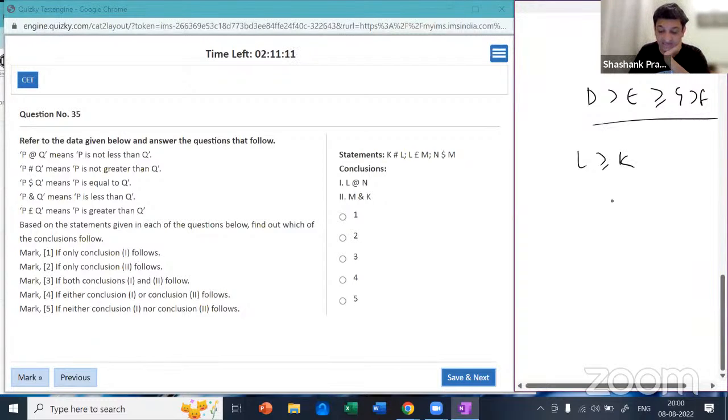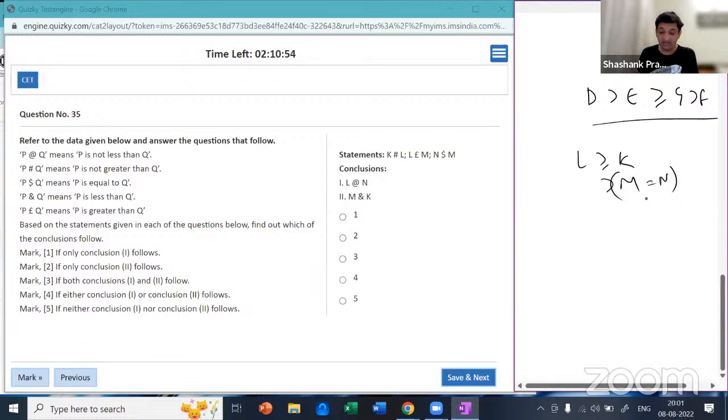I hope I'm right. K hash L. K is not greater than, so K is less than or equal to. Yeah, this is fine. L pound M, which means L is greater than M. And N dollar M is N is equal to M. So this is what it looks like.